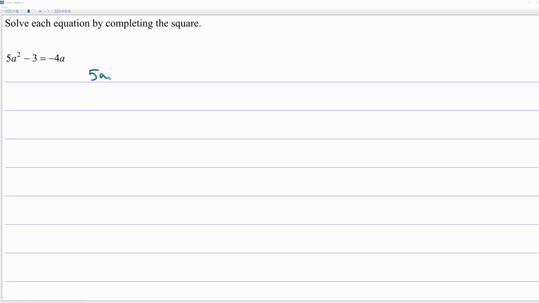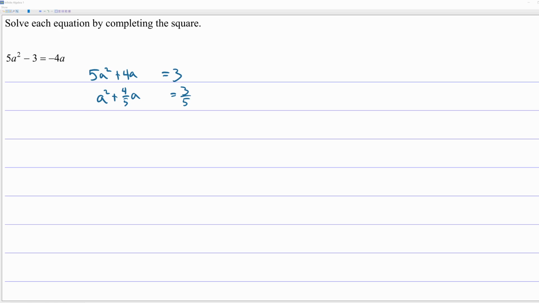5a squared stays where it is. I'm going to add 4a to both sides. I'm going to move the 3 to the other side, and I'm going to leave a blank space. Step 2, I have to make sure the leading coefficient is 1. So I need to divide by 5. a squared plus 4/5 a equals 3/5.